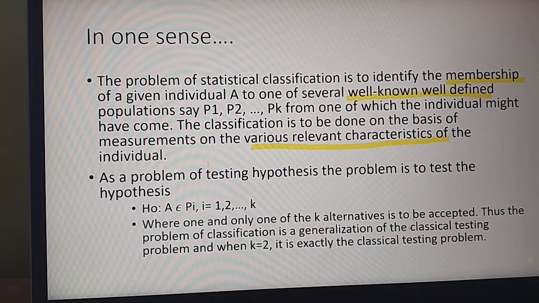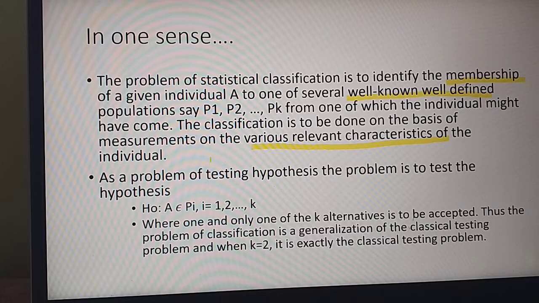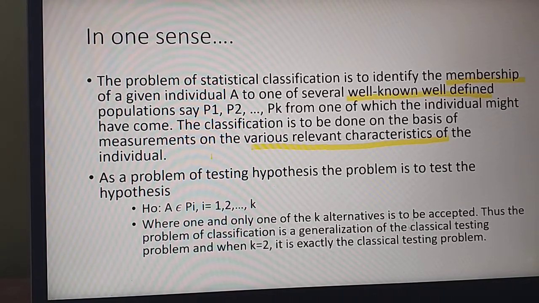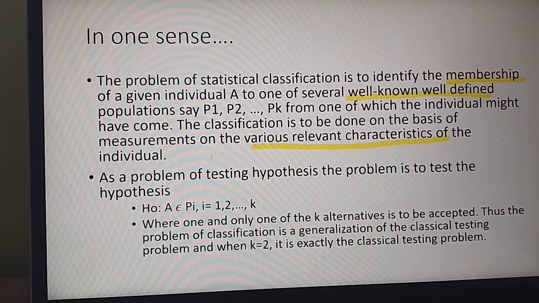Okay, so the individual A, we know that it belongs to one of the K populations, P1, P2, Pk, but which population it really belongs to is to be decided on the basis of relevant characteristics on A. That is the problem of statistical classification.